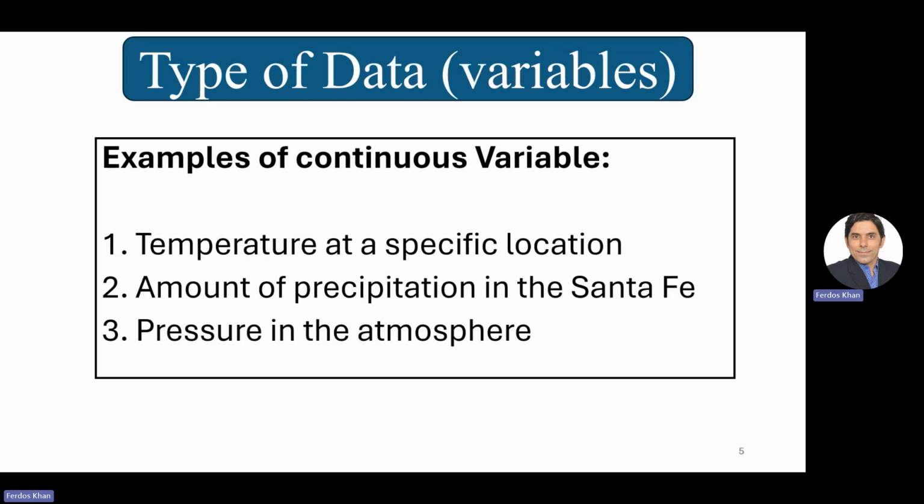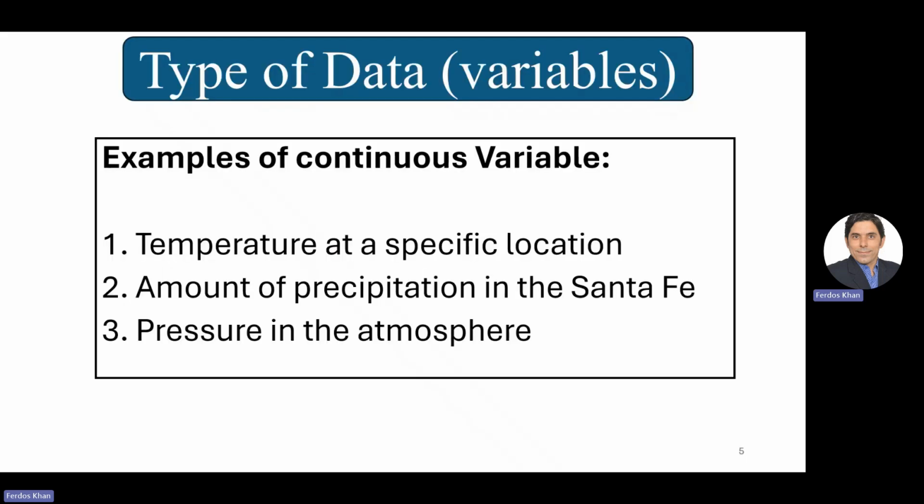These are some examples of continuous variables. Temperature at a specific location is a continuous variable. We already defined this; according to the definition, you can understand temperature at a specific location as an example of a continuous variable. Amount of precipitation in Santa Fe, which is a city in New Mexico, is also a continuous variable. And pressure in the atmosphere is the third example. These are all examples of continuous variables, and you can look at other variables which fulfill the definition of a continuous variable.